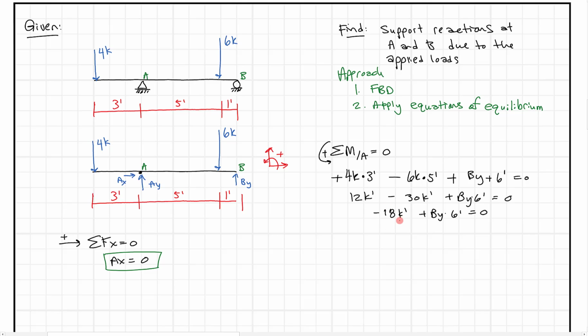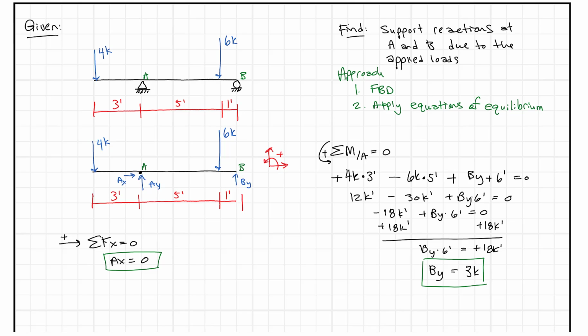So we can add 18 kip feet to both sides, and when we do that, we get BY times 6 feet equals a positive 18 kip feet. When we divide both sides by 6 feet, we get, what's that, 3 kips. So we can ink it, we're good, we got an answer. But we're not done.